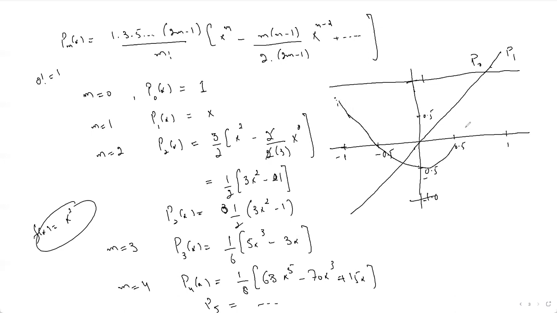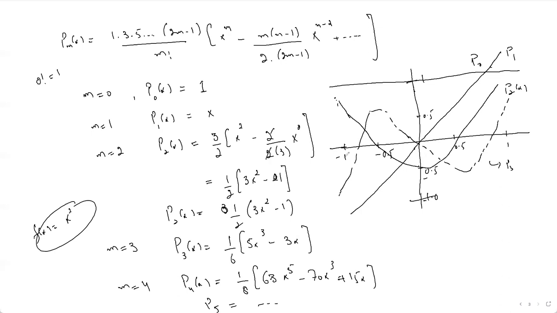It will go like this. P2 of x, P2 of x. Right? This is P2 of x. Similarly, I will have the P3 of x. P3 of x will be like, it will go from here. Now it will cross through this center, and then it will end up like this. Okay? So this will be the P3 of x.